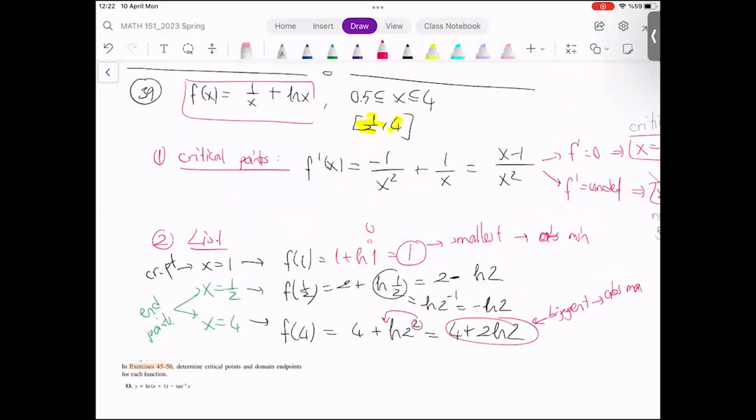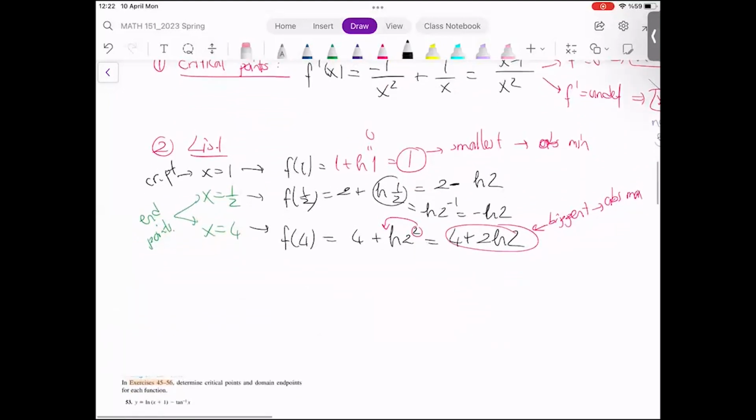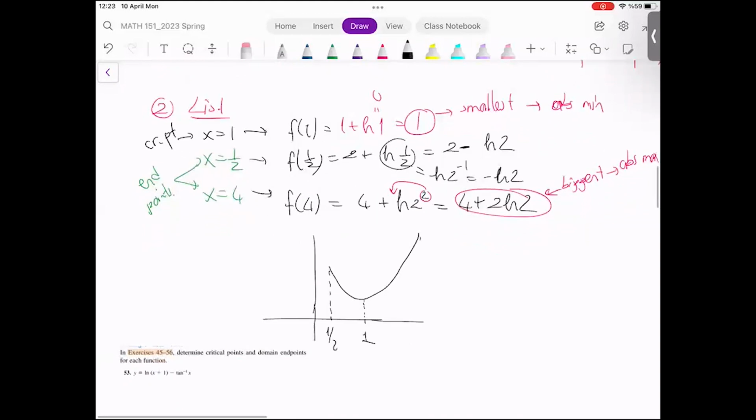Let me draw the graph so that you can also see the visualization of this problem. So the graph looks something like this. This point is the point 1 half. This point is the smallest, the point where we obtain the absolute minimum. And this point is 4. As you can see from the graph, this is the smallest value. So this is the absolute minimum attained at 1. And this is the highest value, right? Attained at 4. So this is absolute maximum value.